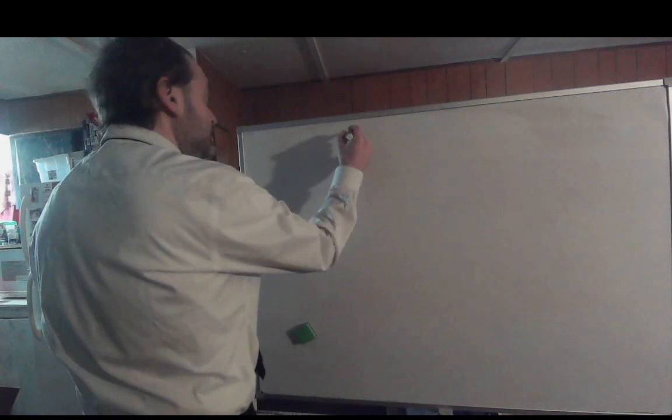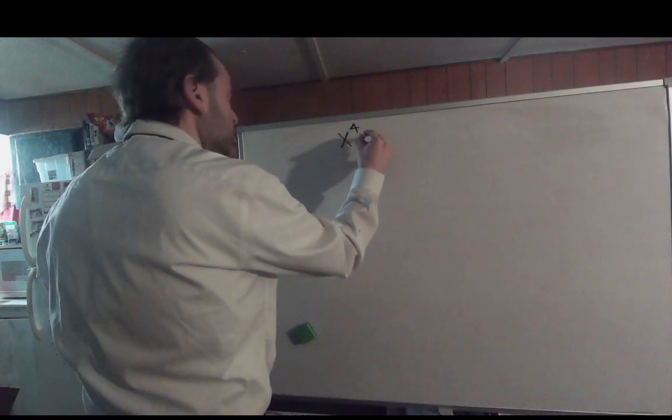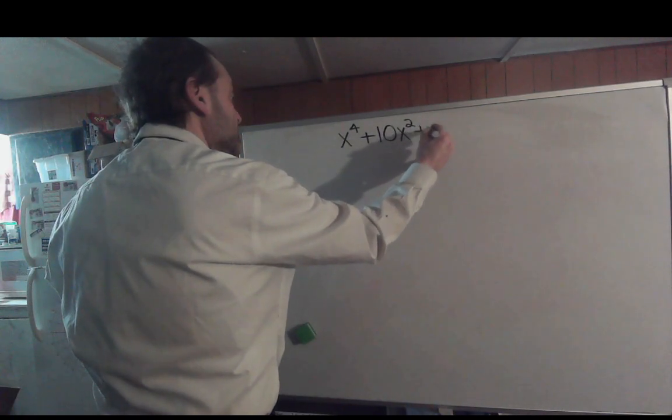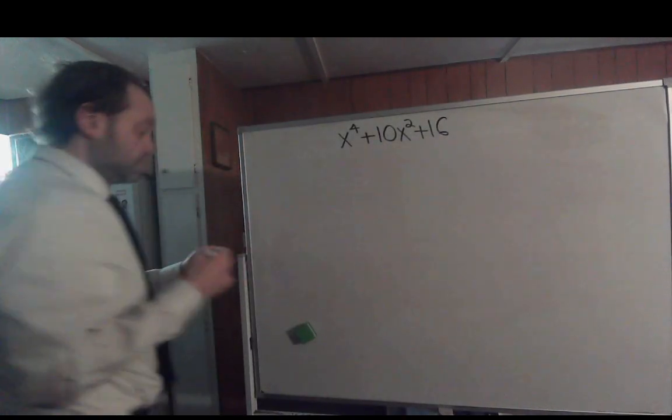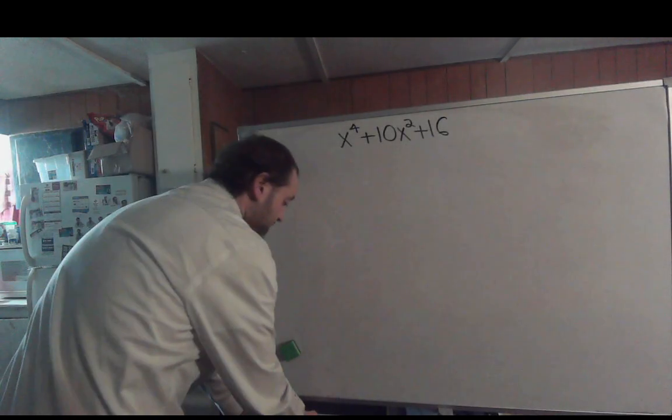Should have about 4 more. Let's see, x to the fourth plus 10x squared plus 16. So we have x to the fourth plus 10x squared plus 16.